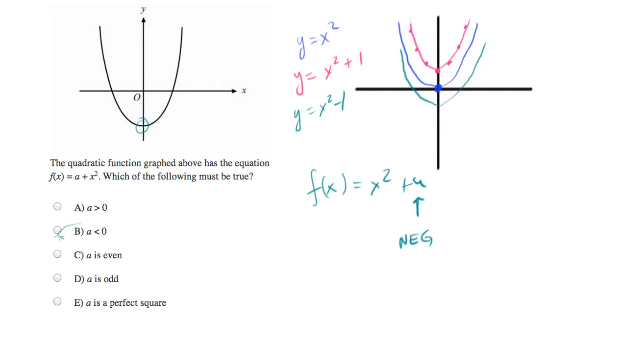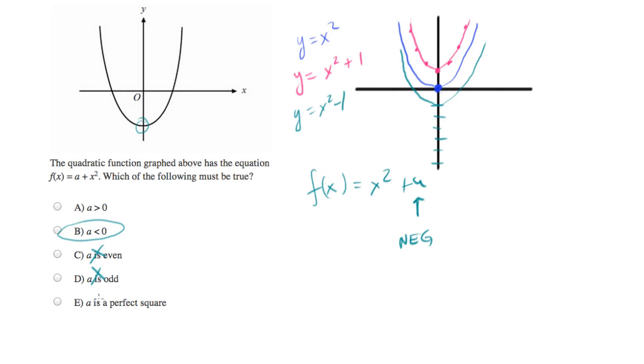Which is what answer choice B says. Even and odd would just determine whether you move the function down an even number of grid lines or an odd number of grid lines. So those are both out.